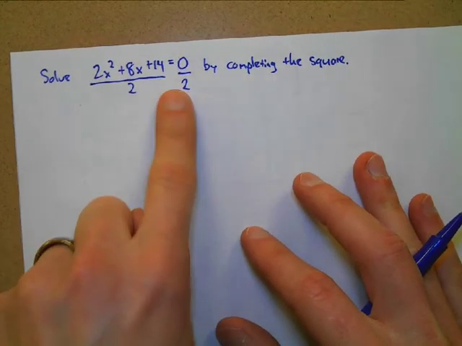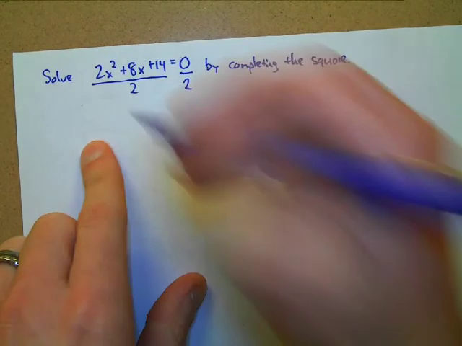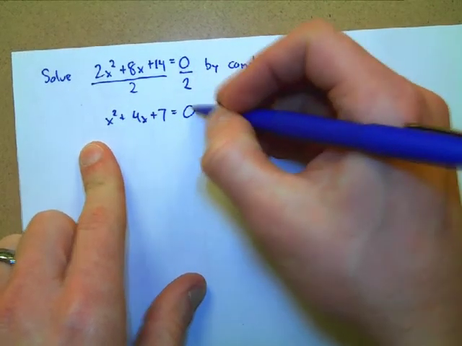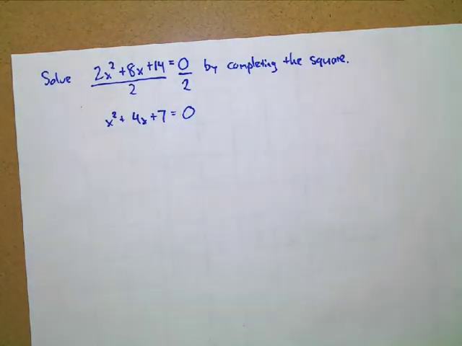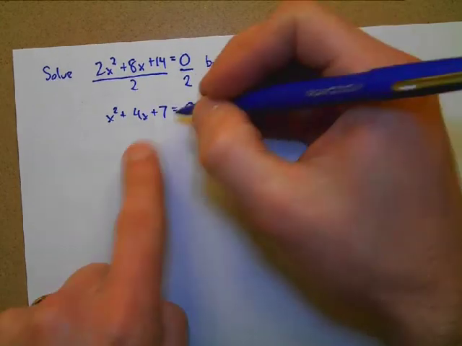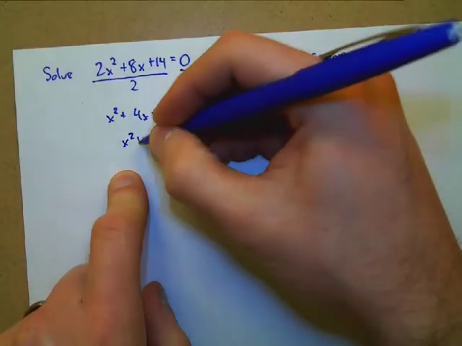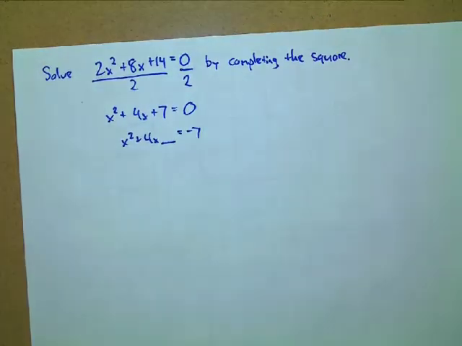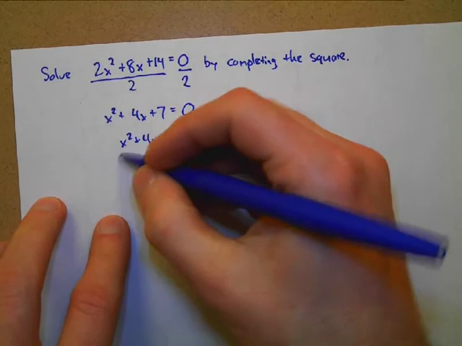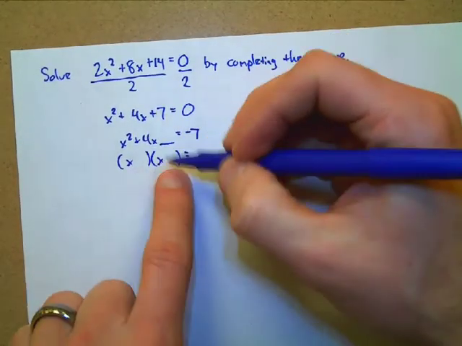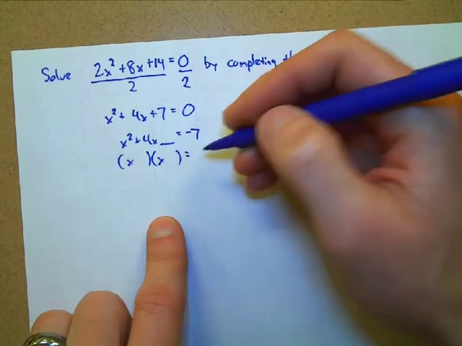So yeah, we will divide everything by 2, and so that leaves us with x squared plus 4x plus 7 equals 0. Okay? And now it's the same old thing as every other completing the square problem we've done, right? We'll move that 7 over so that way we have our blank to fill in. Okay, we'll factor. Pretend like it factors. So we need 2 numbers that are the same and add to make 4.